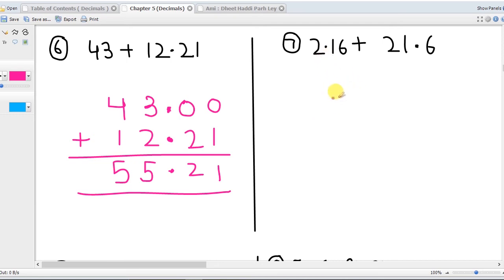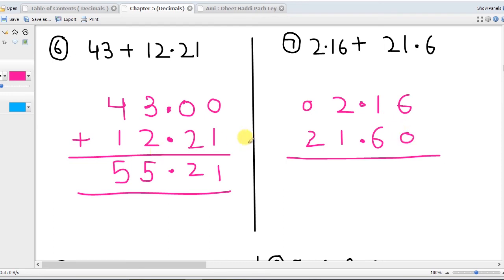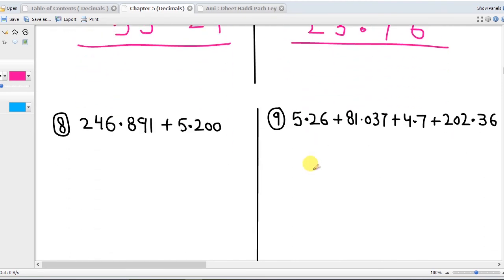The next question is 2.16 and 21.6. So just put the decimal point first and then 21.6. Now in order to fill the gaps, you can put zeros here. Now simply add them. So 6 plus 0 is 6, 1 plus 6 is 7, put the decimal point. 2 plus 1 is 3, and 0 plus 2 is 2. So this is our final answer, which is 23.76.